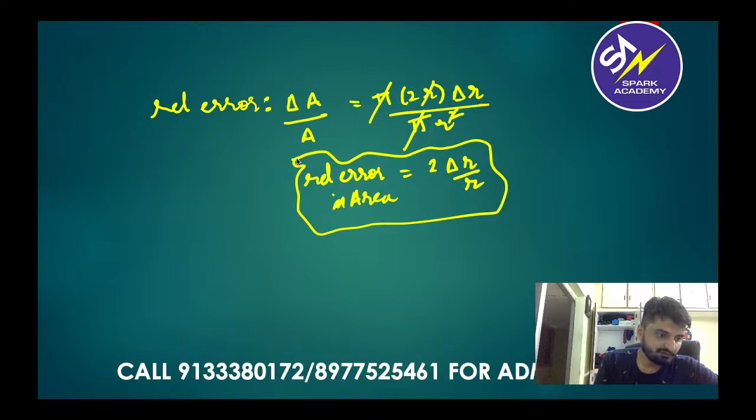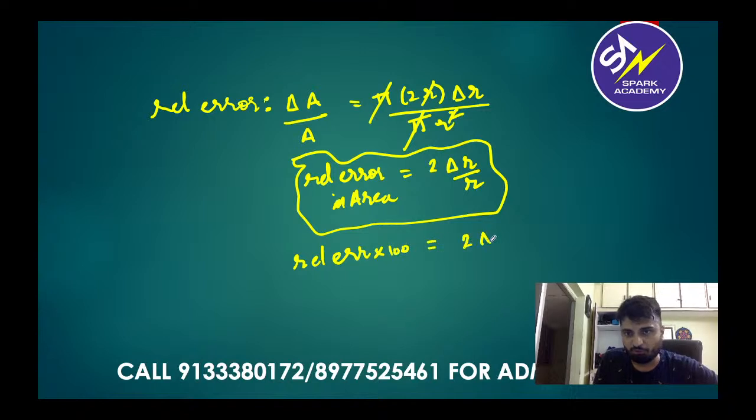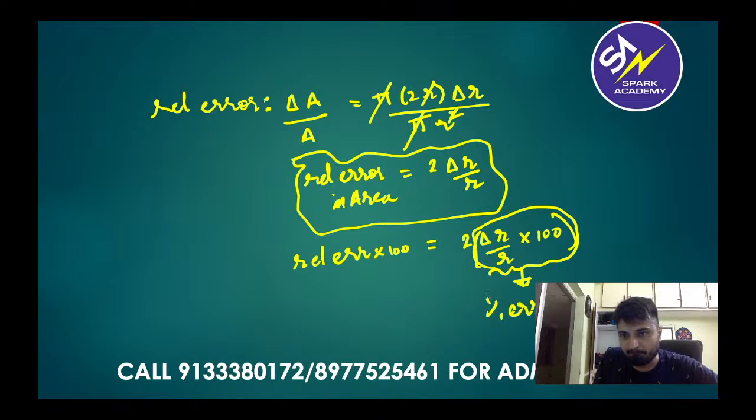So now we know what an error is, and we also know what the relative error is. Finally, what is percentage error? Relative error into 100. So basically I'll get 2 times delta r by r into 100. What is this, guys? This is nothing but the percentage error in radius, correct?